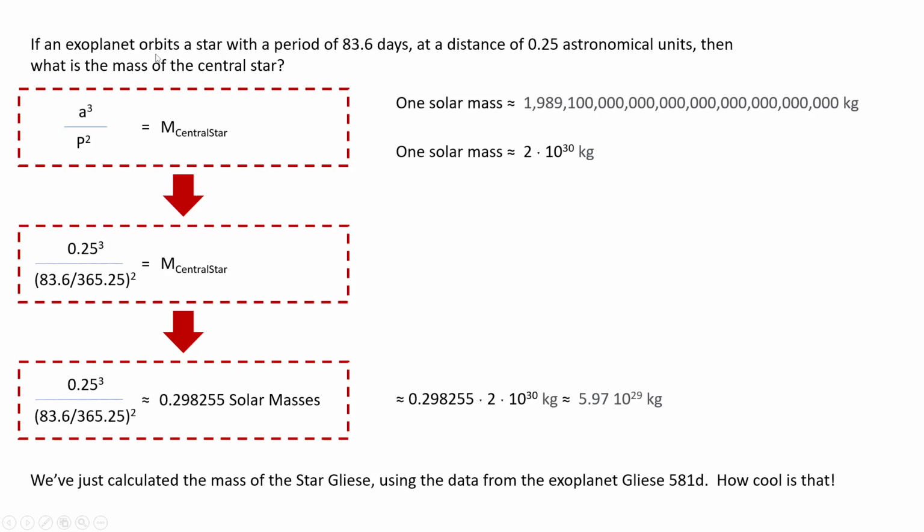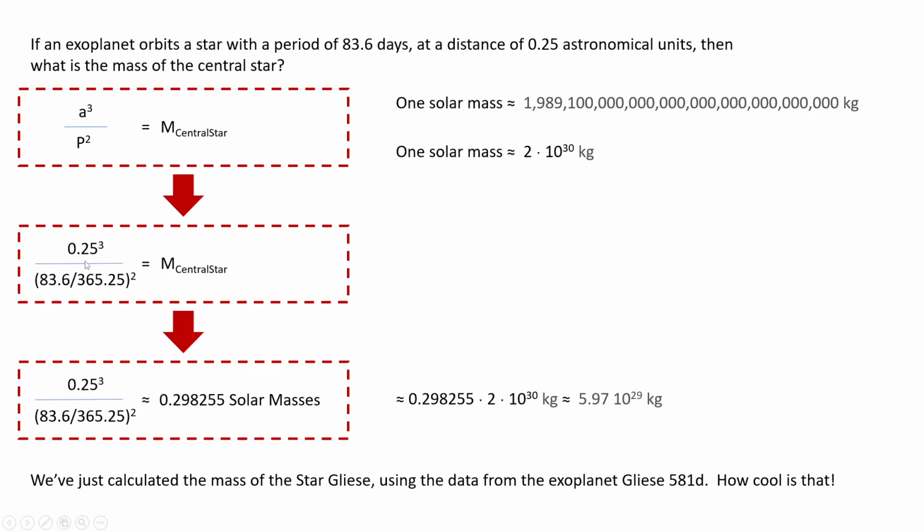Next slide. Okay, so now it becomes more serious. If an exoplanet orbits a star with a period of 83.6 days and at a distance of a quarter of an astronomical unit, then what is the mass of the central star? So we've got this formula. We've derived that one from a whole bunch of other formulas.